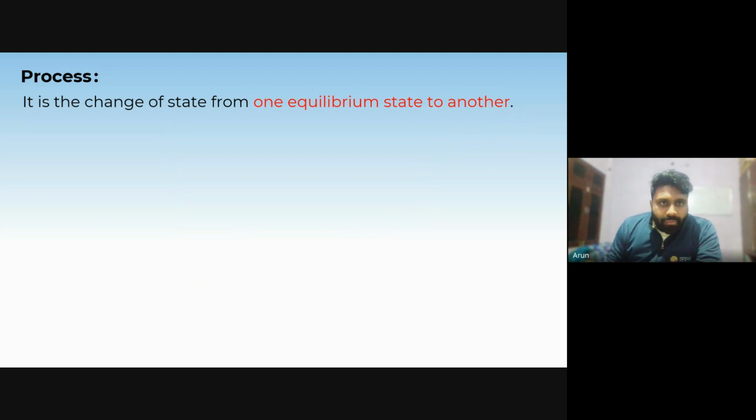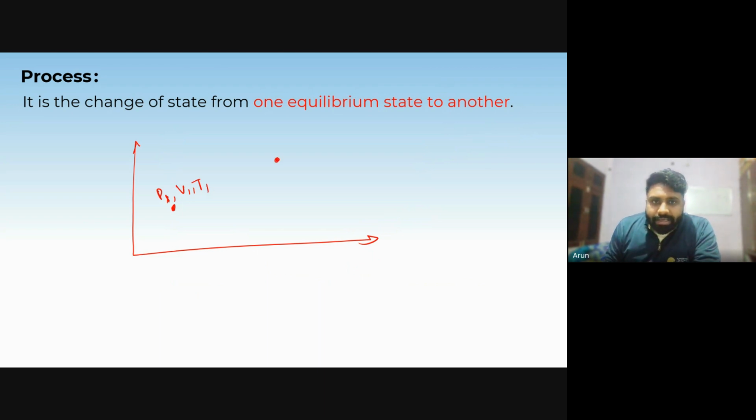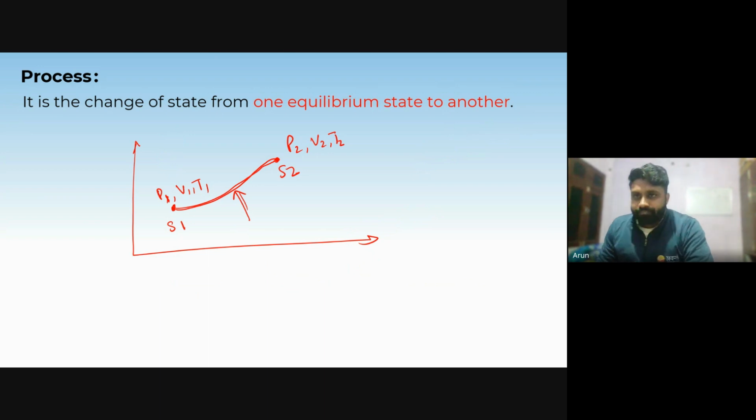So process we have, let's say, this is the system. At this point, the pressure is P1, volume is V1, temperature is T1. And now we have pressure P2, volume V2, temperature T2. Okay. So to achieve this state, this also should be in equilibrium. To achieve this state from state 1 to state 2, what we have done is termed as the process. To achieve or to change the state from one to another, both being in equilibrium. Okay.